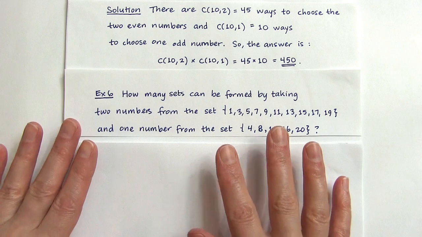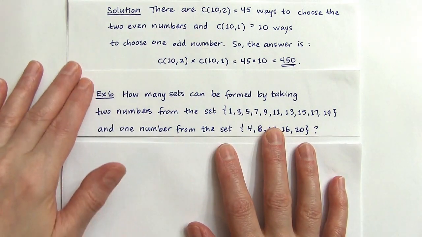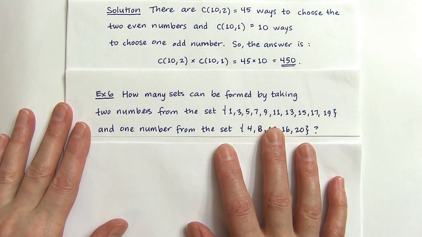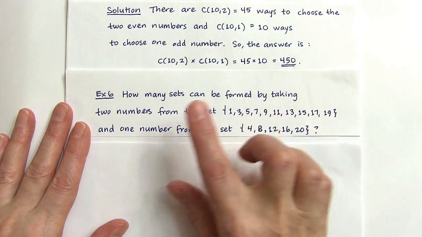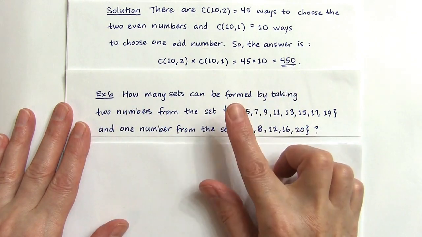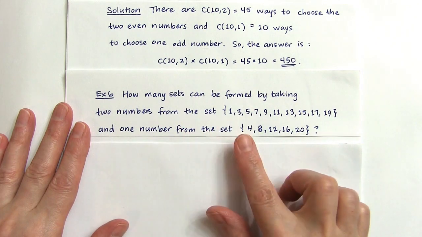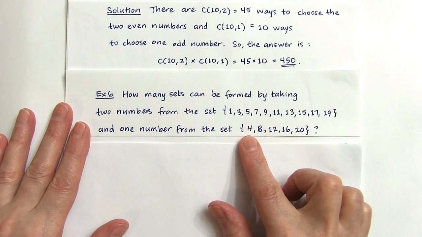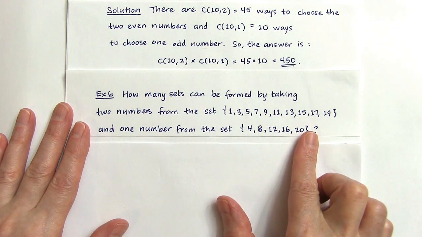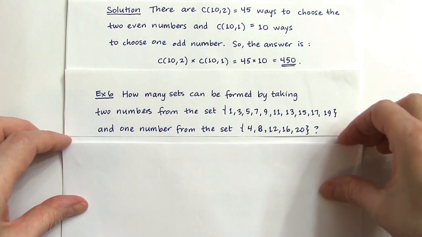And one more example. Example 6 is just like example 5 above. How many sets can be formed by taking two numbers from the set of odd numbers from 1 to 19 and one number from the set of even numbers which are divisible by 4 from 4 to 20? And the solution goes like this.